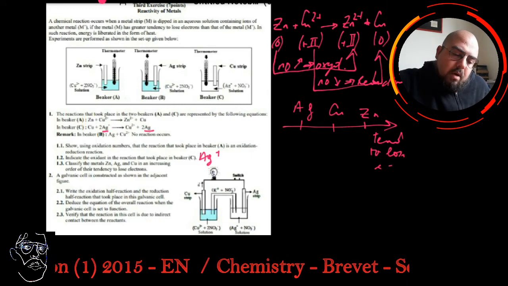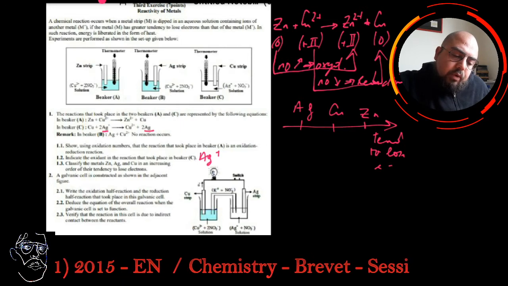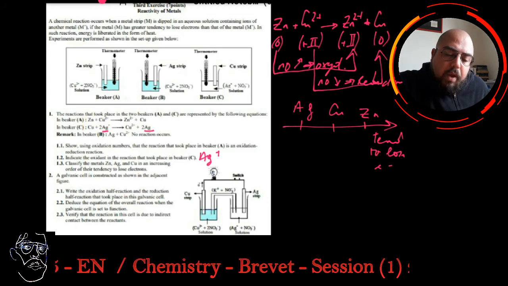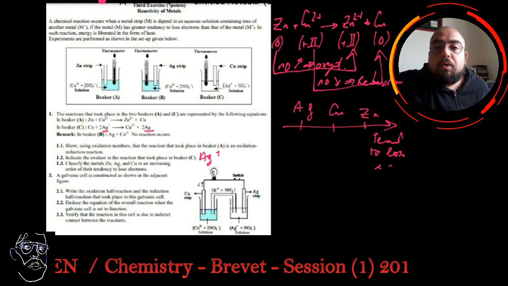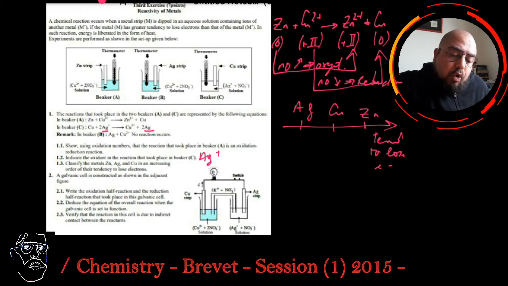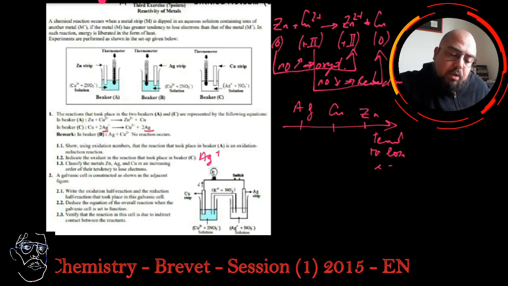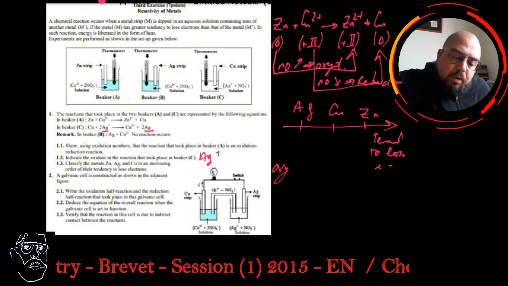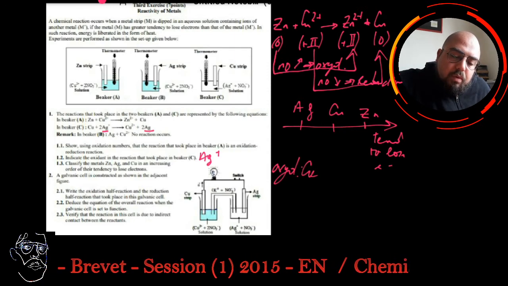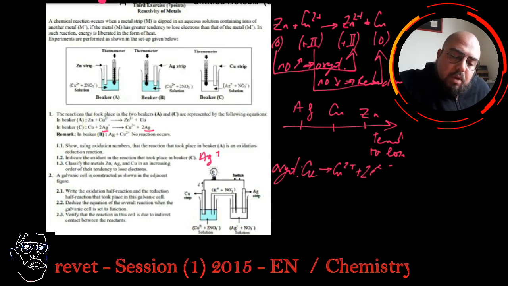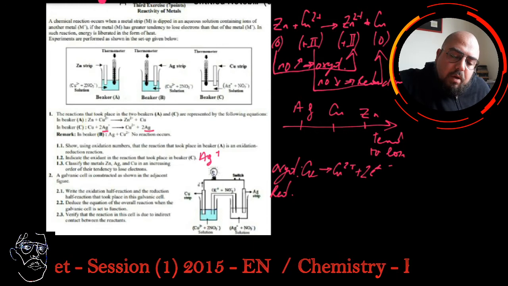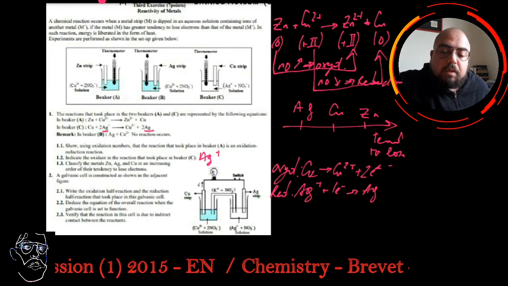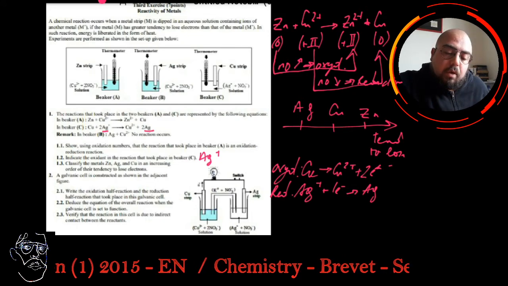All right. A galvanic cell is constructed as shown in the adjacent figure. Write the oxidation half reaction and the reduction half reaction that took place in the galvanic cell. So we have Cu and Ag. Between Cu and Ag, we know that Cu is the anode, Ag is the cathode. So we are looking to find the half reactions, oxidation and reduction. Oxidation will be Cu being transformed to Cu2+ plus 2 electrons, and reduction we will have Ag+ plus 1 electron gives you Ag. So as you can see, these are the half reactions that take place as oxidation and reduction.